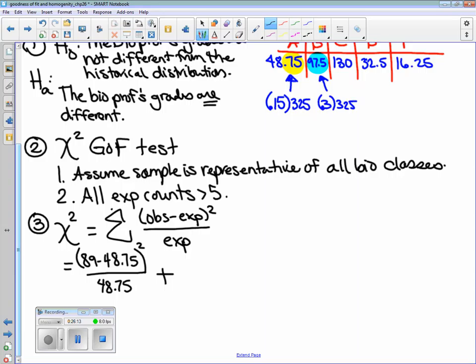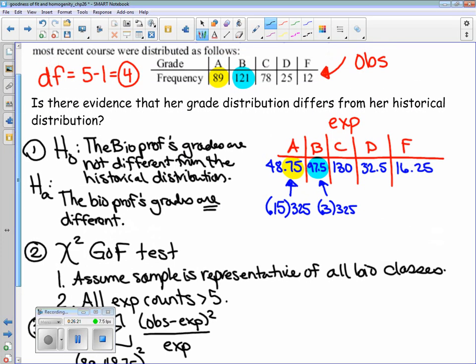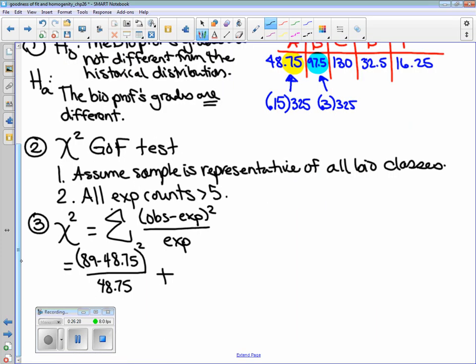Now we're going to do the same thing for the next category. Okay? What happens with the B's? So in the next category, we have 121 and 97.5. Do you understand where those numbers are coming from? Okay, so that's what we're going to plug in. So we're going to say 121 minus 97.5 quantity squared all over 97.5 plus. Then we'll do the same thing for the C's, and the same thing for the D's, and the same thing for the F's. Okay, so I'm going to pause the recording.